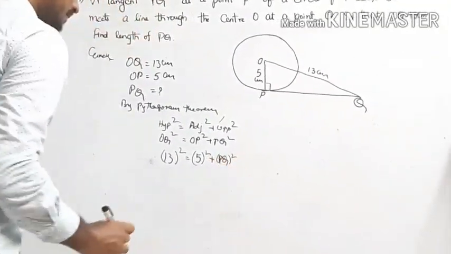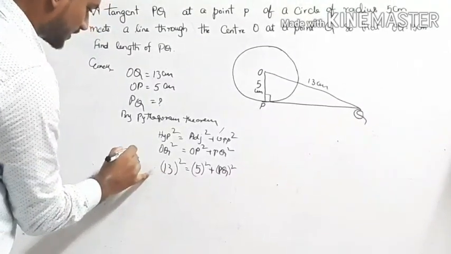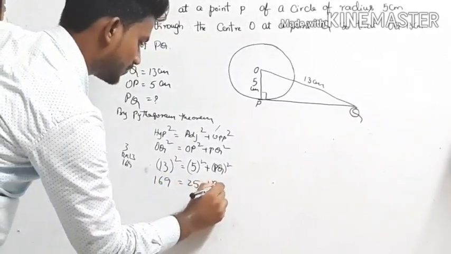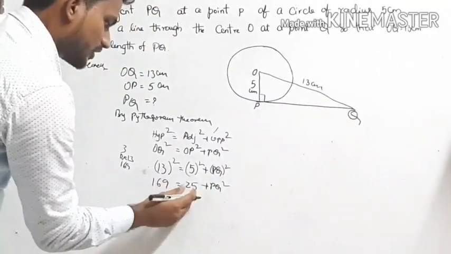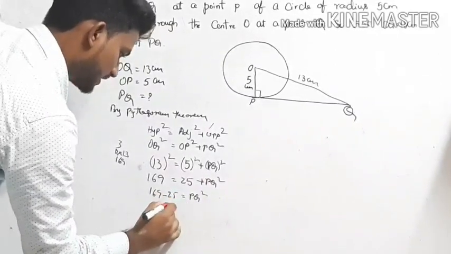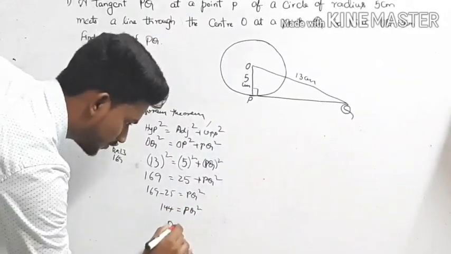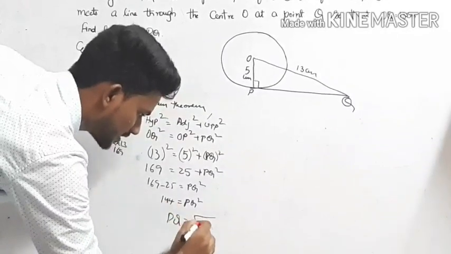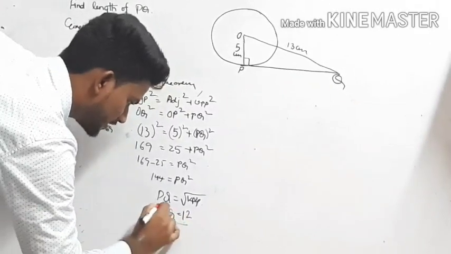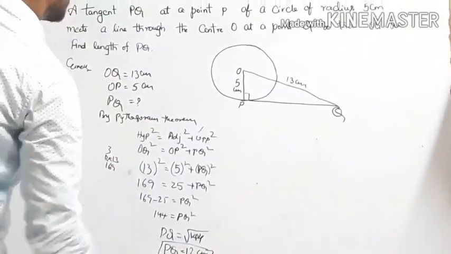13 square, that is 13 times 13, is 169. 5 square is 25, plus PQ square. If the 25 goes to this side, that is 169 minus 25 equals PQ whole square. Then 144 is the PQ whole square. That is PQ equals root 144, which is 12. And the PQ length is 12 centimeters.